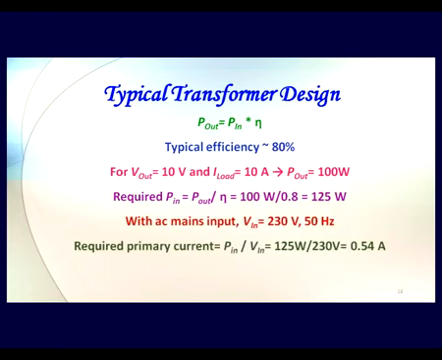With AC mains input of 230 volts, the required primary current will be P in upon V in, that is 125 watt upon 230 volts, which is approximately 0.54 ampere or 540 milliampere. So as you see, in this particular case, the output current is very high, 10 ampere, but the input current that we require is merely 540 milliampere, or around half an ampere. Okay, so when voltage is higher, requirement of current is less at the input.